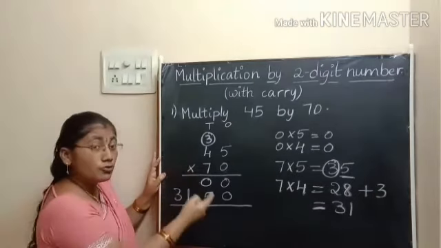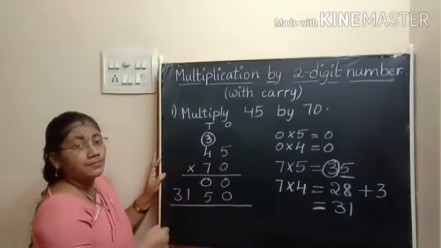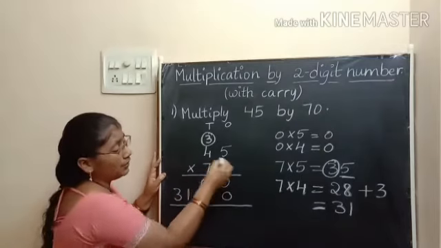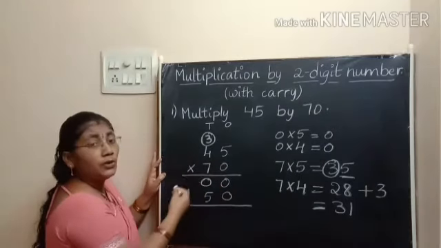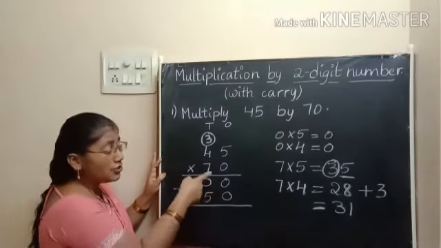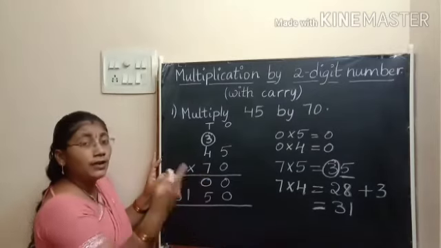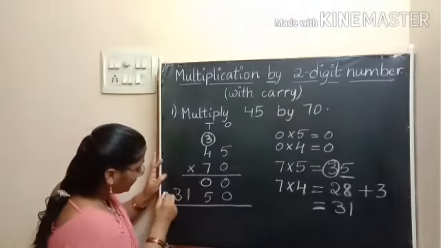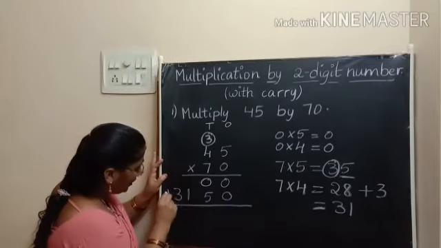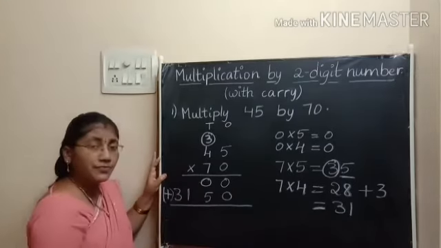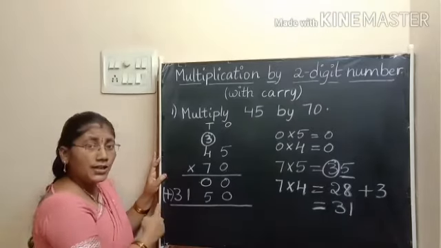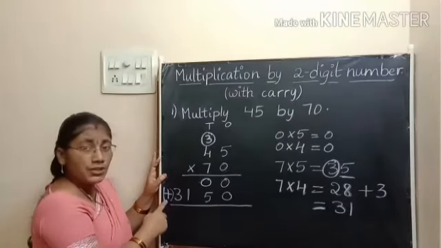Then we have to add those three lines. But here we have only 2 digits, so we get only 2 lines as result. Now we should add these 2 lines to get the final result. So apply addition. Is it clear, children? This is the symbol of addition.